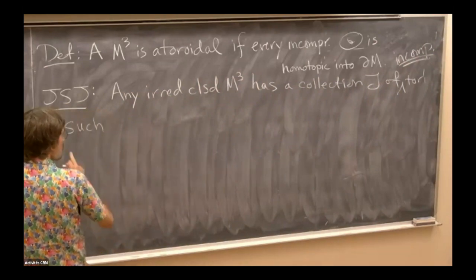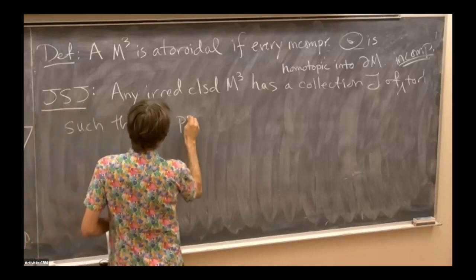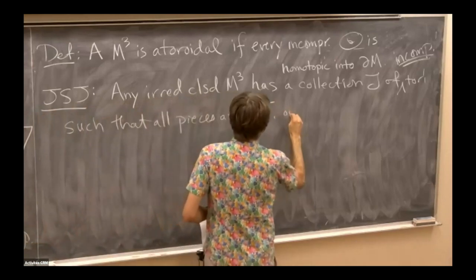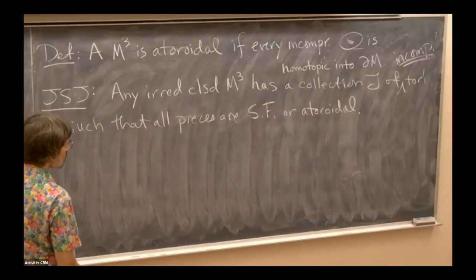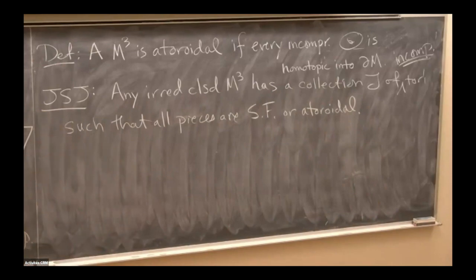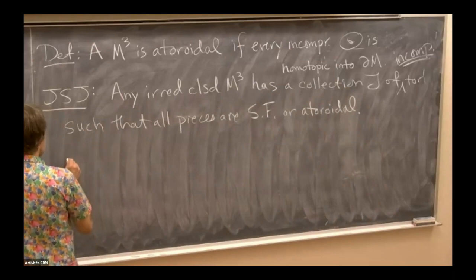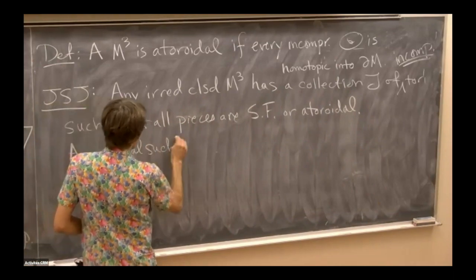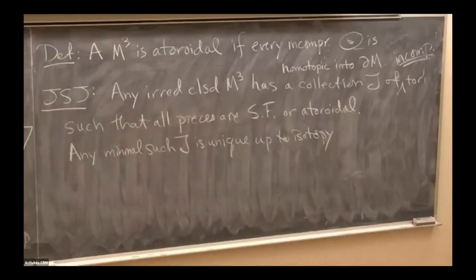It's a free product with amalgamation, such that all pieces are Seifert fibered or atoroidal. So the pieces just have to be cut along these tori. Essentially, any minimal such T is unique up to isotopy. So let me draw the cartoon.